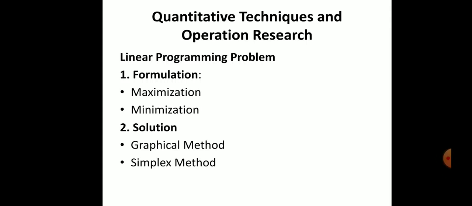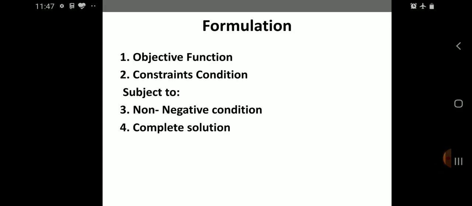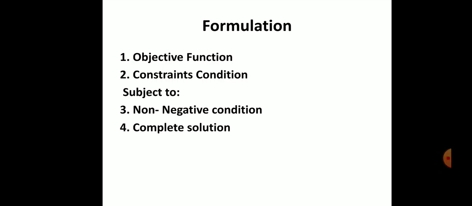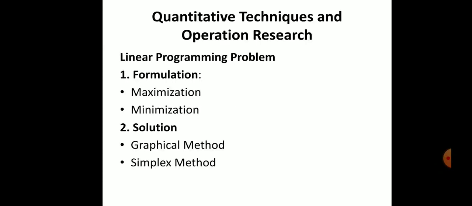So today we are going to see a topic called linear programming problem. In the linear programming problem, we have two major steps: one is formulation, and then we have to find the solution. In the previous video, we have already discussed how to do the formulation. In the formulation, first we have to find the objective function, then the constraints, the conditions subject to, and third is non-negativity. To complete the solution, we have to use either the graphical method or the simplex method. These two methods are very important.